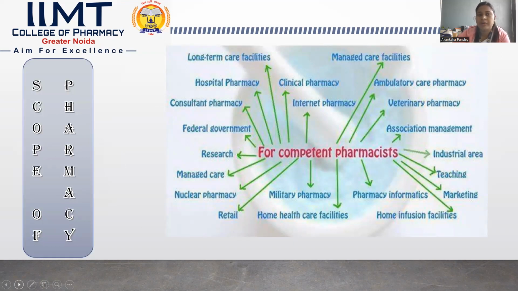See, if we talk in short about the scope, that would be veterinary pharmacy, clinical pharmacy, hospital pharmacy, research and development, academics, marketing, industrial, many things. So these are the scopes of pharmacy, the scope after graduation or any master courses or any diploma courses in pharmacy. Okay.